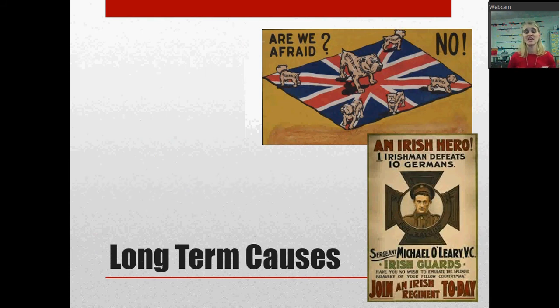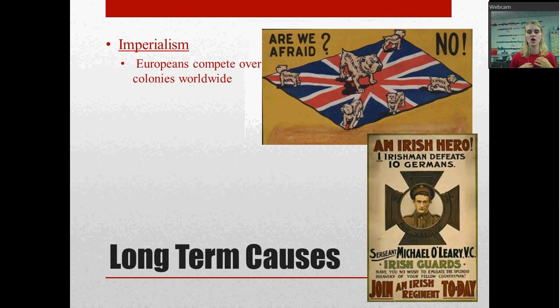So they're basically saying we can defend ourselves on any continent in the world, right? We've got North America, we've got South America, or not really South America, but we've got North America, Asia, Africa, and Indonesia. We are good, right? So the idea here is that imperialism is causing people to compete over these worldwide colonies.